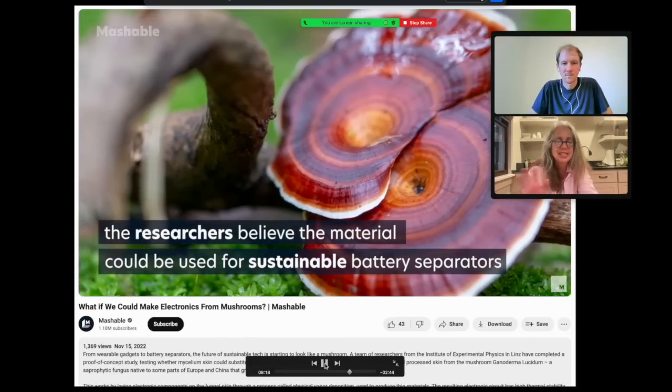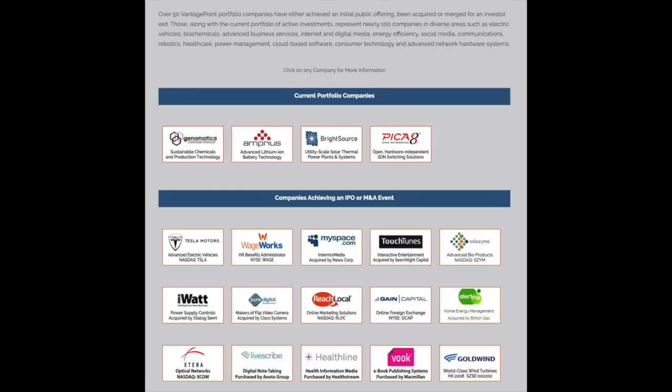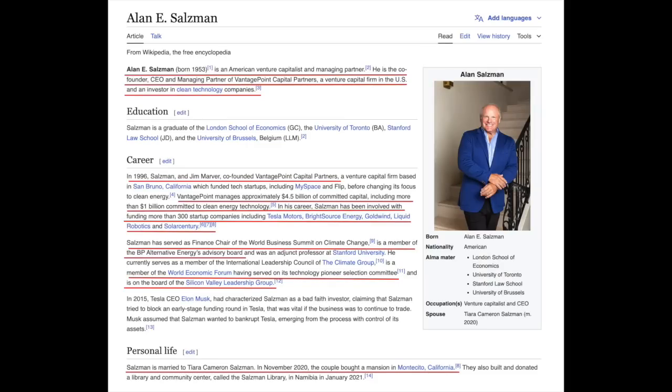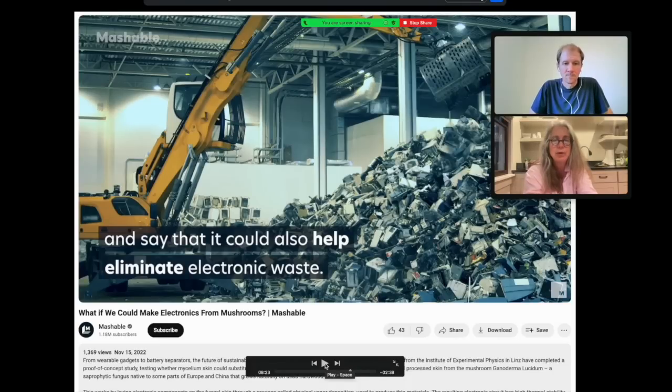Sustainable batteries. And again, I'll just mention that Vantage Point Capital that Bobby was involved with was very much involved in the battery space. I don't know if it was fungal batteries, but sustainability and batteries. So that's the answer. And there wasn't any voiceover on this, so that's what I just read. This is from Mashable, What If We Could Make Electronics from Mushrooms, from November of 2022.